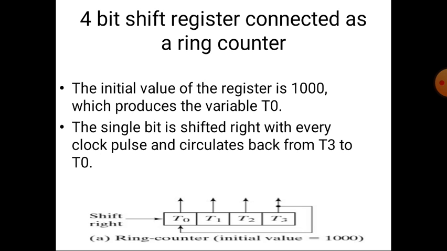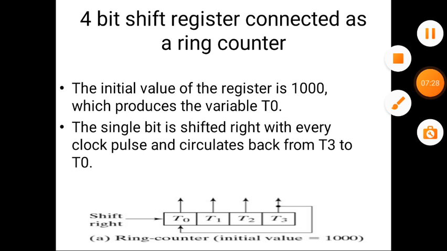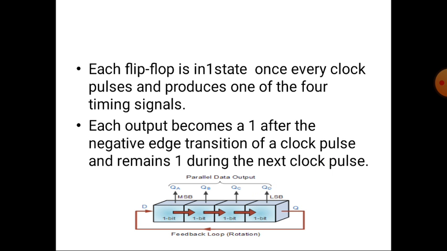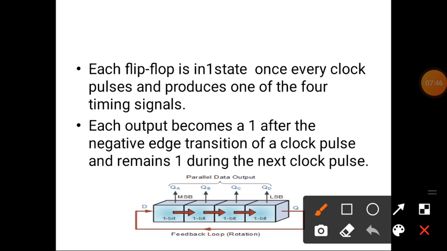Here is another example. It is shown here: a shift register T0, T1, T2 and T3. It is a shift right register, so the initial value will be 1 0 0 0, and a single bit is shifted right with every clock pulse and circulated back from T3 to T0. And here another figure also shows this.